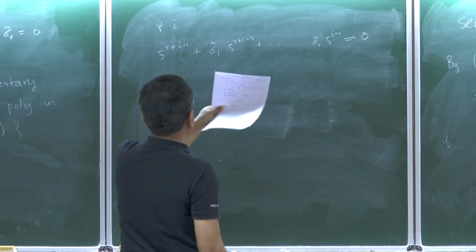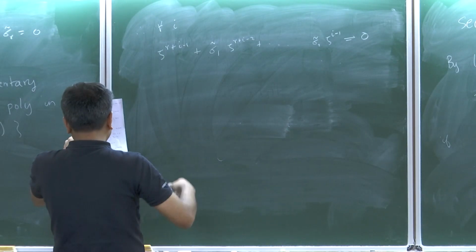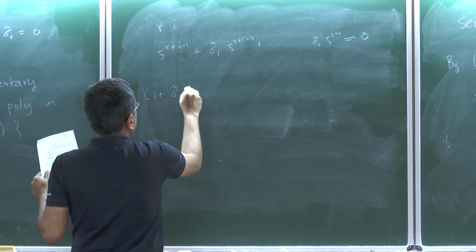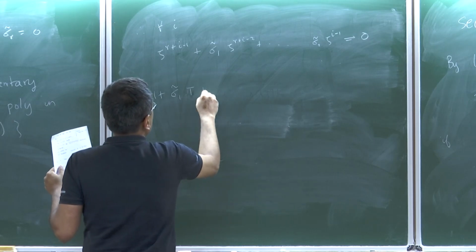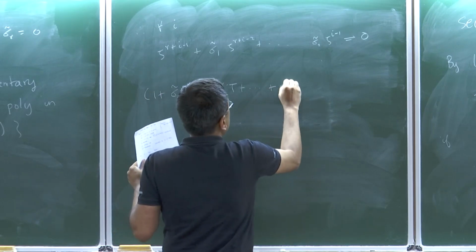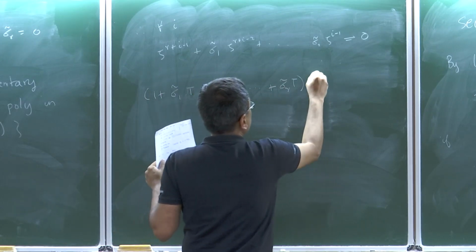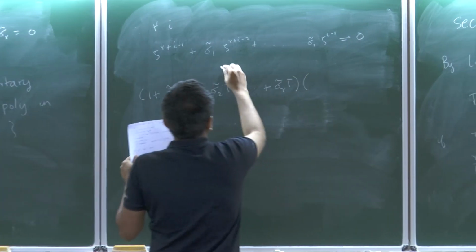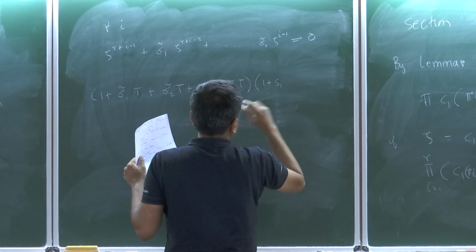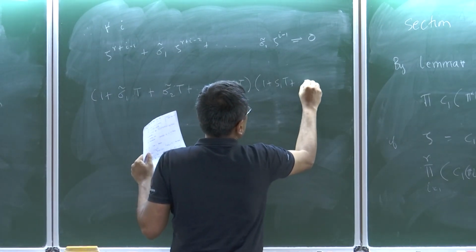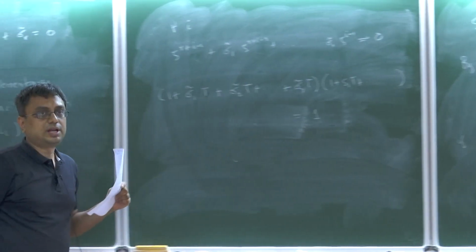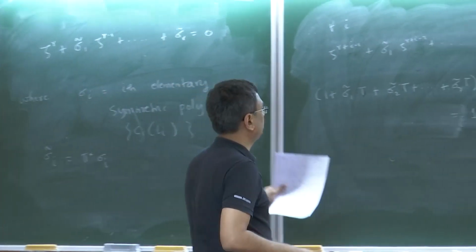Okay, so I have this, and then from this you can actually check that this just means that 1 plus sigma 1 tilde t plus sigma 2 tilde t plus dot dot dot up to sigma r tilde t, this times the total Segre class. So 1 plus S1 t plus, this is the total Segre class, this is equal to 1. Okay, so let me comment why this is true.